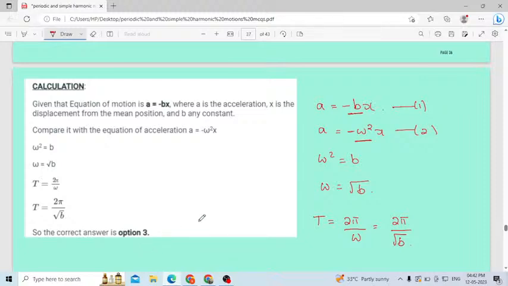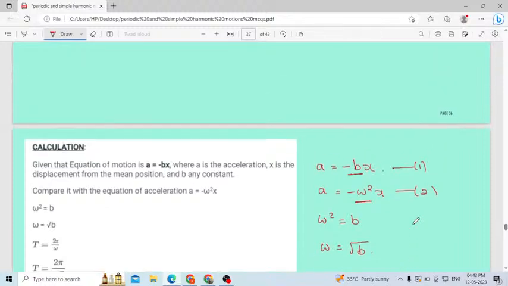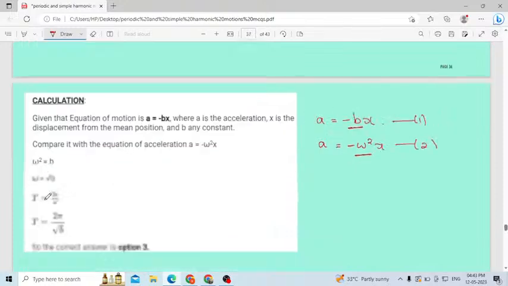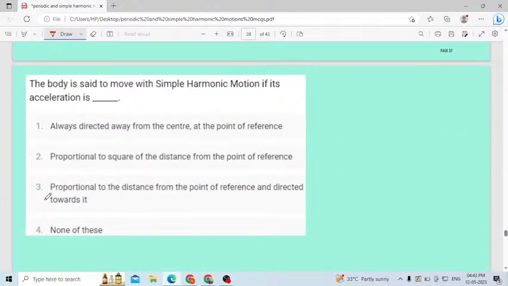Very easy question. Already they have given the equation a equals minus bx. Compare this with our general acceleration equation, a equals minus omega square x. Then omega square equals b when you compare these two equations, then omega is root b. They are asking the time period. You know the formula, 2 pi by omega. Substitute the omega value: 2 pi by root b. Option 3 is the correct answer. Practice 1 or 2 times, revise the question 2-3 times, then you can easily answer.